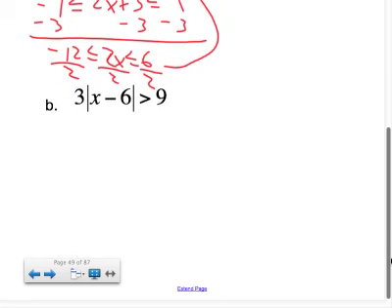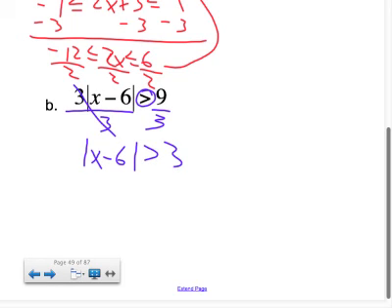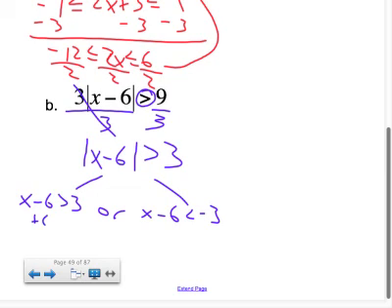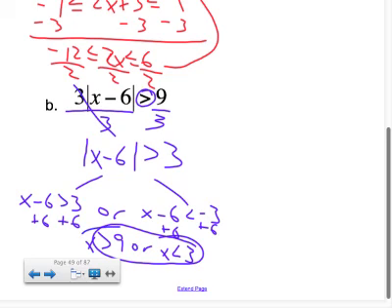Part B, again, at this point, you should be pretty comfortable or at least have somewhat of an idea. So I would pause the video and see if you can do it on your own. Since it's greater than, that means it's an or. So I'm going to get my absolute value by itself first. So the absolute value of x - 6 > 3. And so the two things that you have: x - 6 > 3, or x - 6 < -3. And then you solve these two things separately. So x is either bigger than 9 or x is less than 3. One of the two.